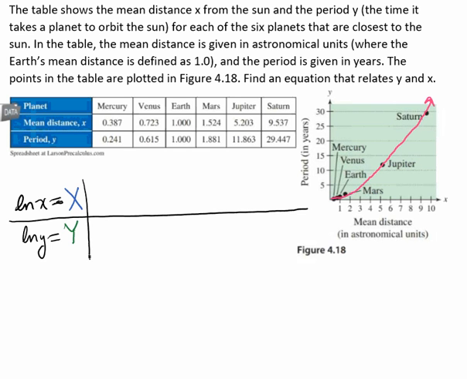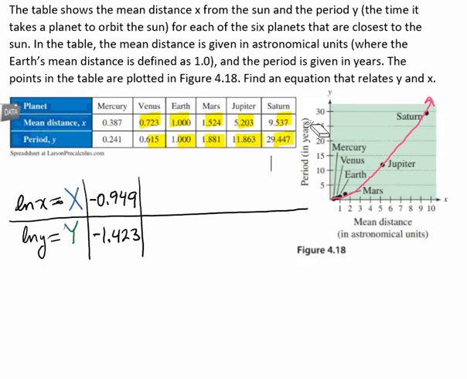So we're going to take the natural log of 0.387. We plug that into our calculators, and we're going to get negative 0.949. Then we're going to find the natural log of 0.241. We plug that into our calculator, and that's going to give us an answer of negative 1.423. And we're going to do that for each of these pieces.